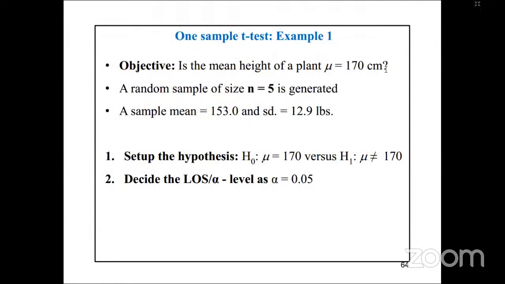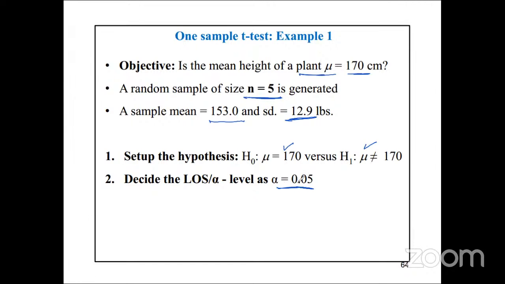Now, this is one example where some biological person or researcher may be interested in whether the mean height of a plant, mu, is 170 centimeters or not. So what he will be doing, he will be generating a sample, choosing 5 plants, and recording the height of the 5 plants. Suppose the sample mean is 153 and it has some standard deviation. Now your hypothesis is mu equal to 170 versus the alternative hypothesis mu not equal to 170.